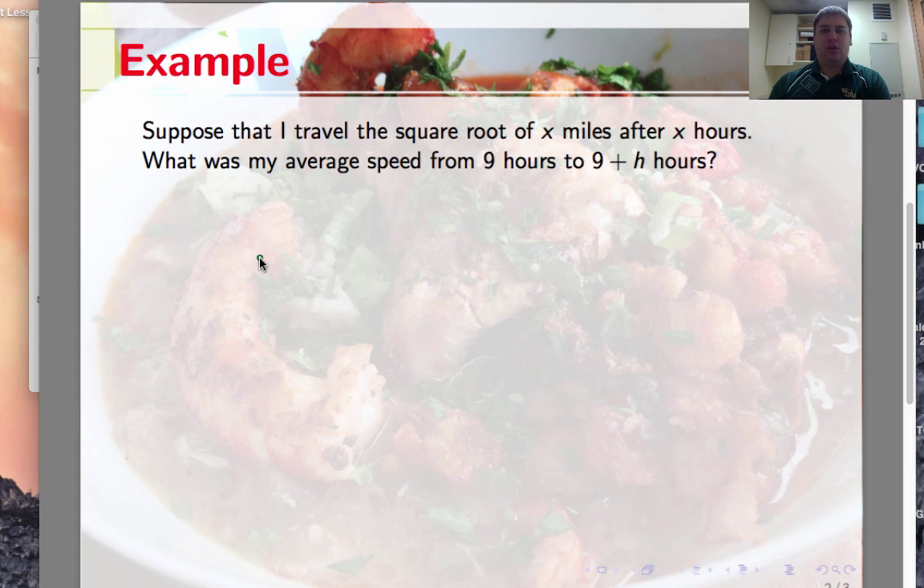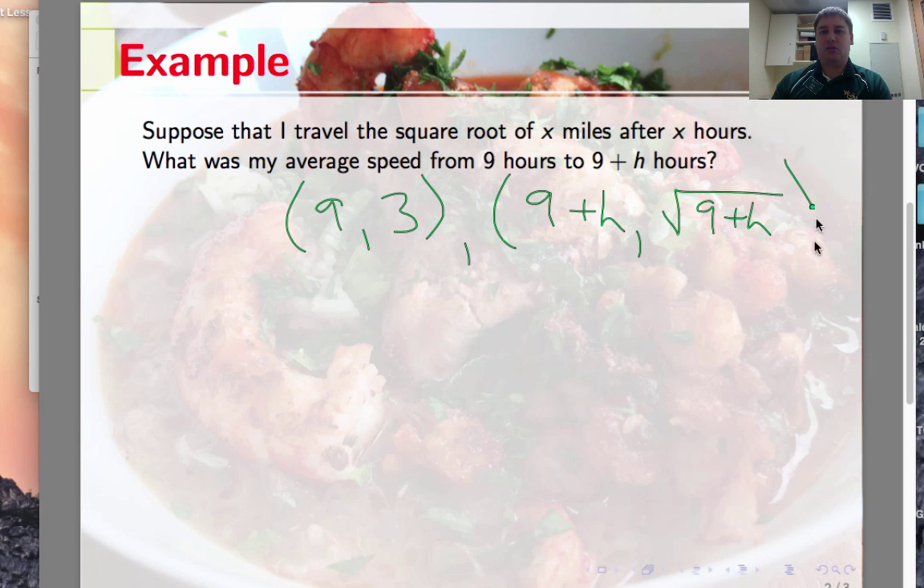Okay, wonderful. So let's see, what would we do here? My points are the following. The first point is 9 comma something. 9 comma what? Well, the function is the square root of x, just like it was in the last video, so the square root of 9 is still 3, I'm pretty sure. So my first point is 9 comma 3. My second point, however, has an x-coordinate of 9 plus h. And what is the y-coordinate? Well, if I just plug 9 plus h into my function, the square root of x, I'm going to get the square root of 9 plus h. Hope that's clear for everybody. So these are my 2 points.